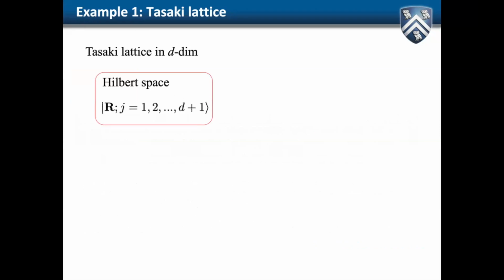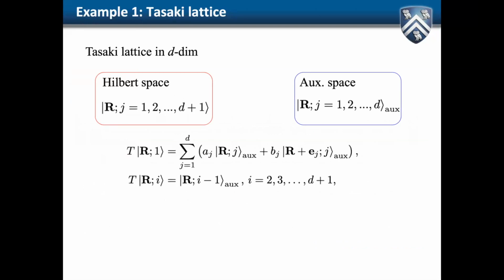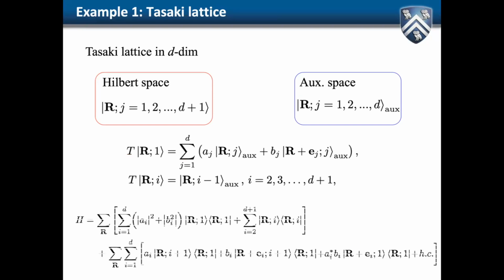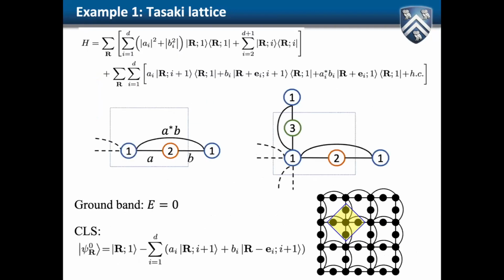For instance, if each unit cell of my Hilbert space has d+1 internal states, it's a d+1 band model. And I pick my auxiliary space to have each unit cell contain d internal states. Then again, because d+1 is not equal to d, I'm guaranteed to have one flat band. Again, this is my T matrix, and the corresponding Hamiltonian looks like this. It looks complicated, but it really isn't. It's not difficult to see.